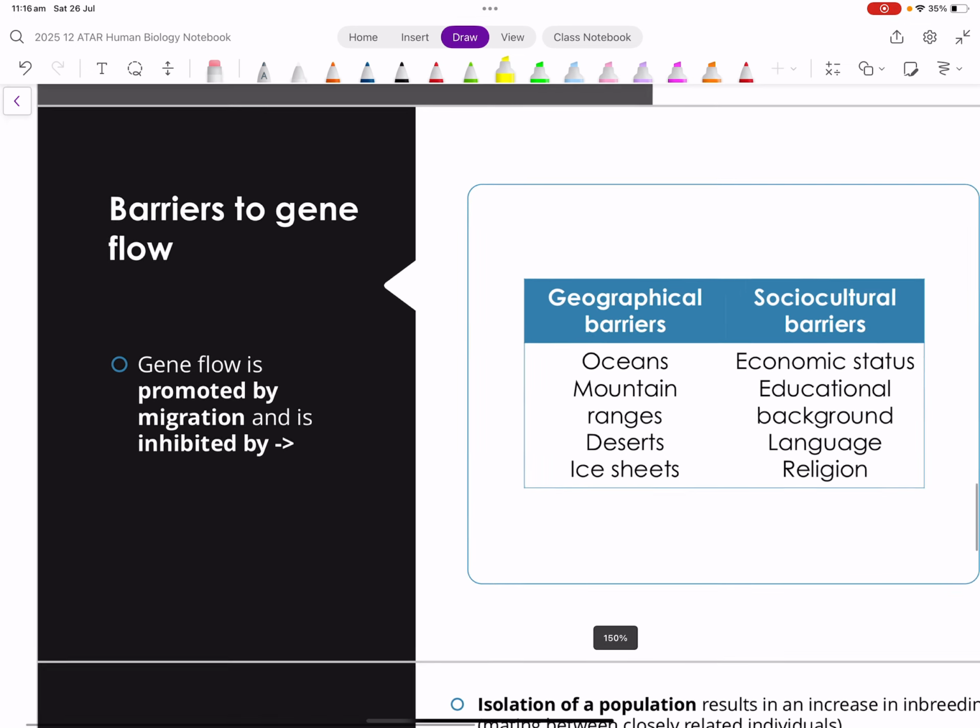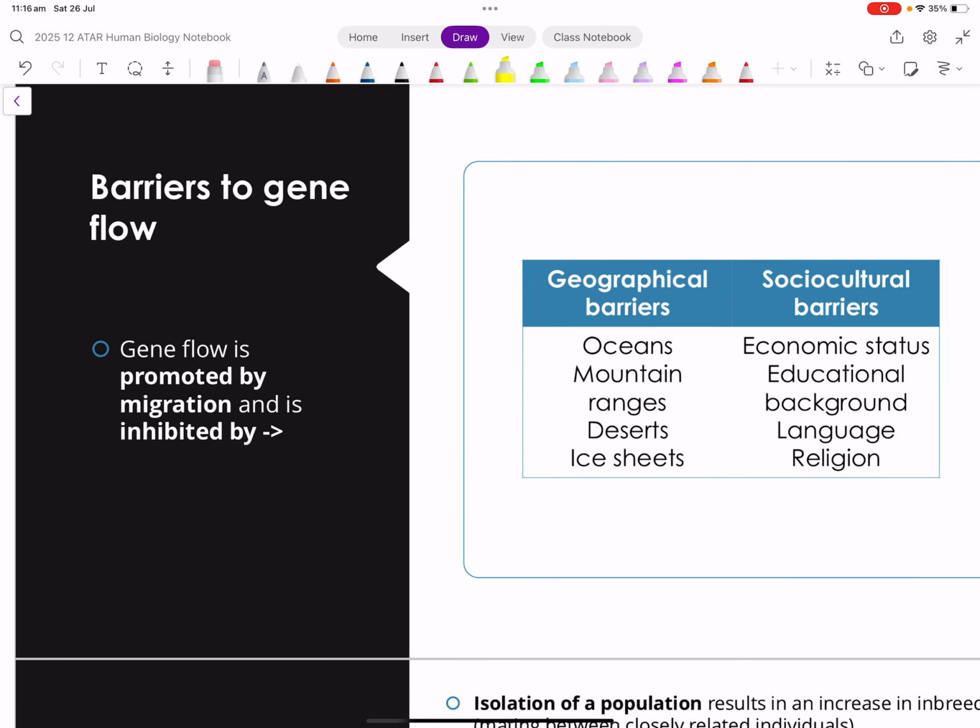So, what's going to stop gene flow? Well, we know that it's promoted by migration. However, migration can be inhibited in two significant ways. Firstly, and most commonly, geographical barriers. So we're talking things like oceans and rivers. We're talking mountain ranges, deserts, big ice sheets. All of these things can prevent species from migrating from one population to another. And also in human populations, we can also have socio-cultural barriers. So things like economic status of individuals, educational background, their particular religious beliefs, and even language.